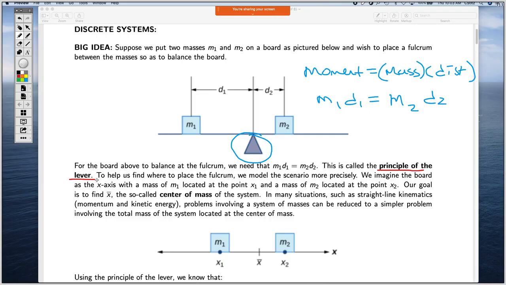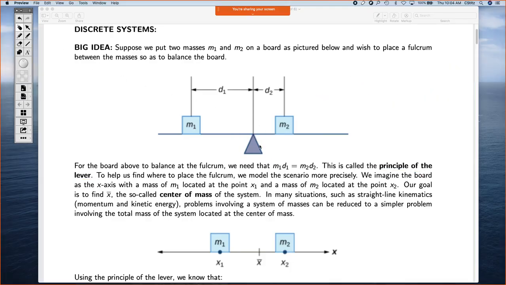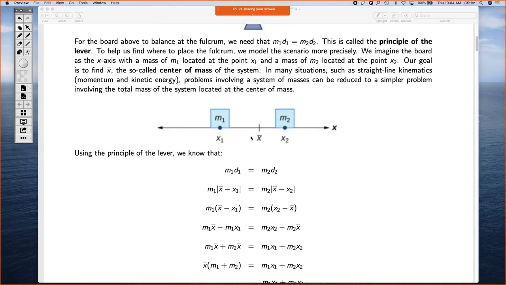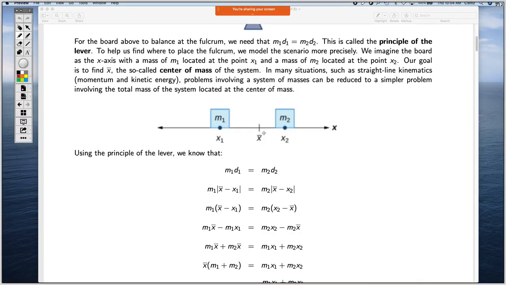So to help us find where we want to put the fulcrum, we imagine that the fulcrum is going to get positioned at some value x bar. Now notice we're using the bar here. X bar is going to be a weighted kind of average. So normally we use the bar notation to denote an average. So this is going to be a weighted average here. Okay, so we can work through the algebra to figure this out.